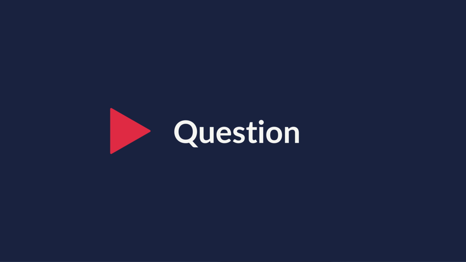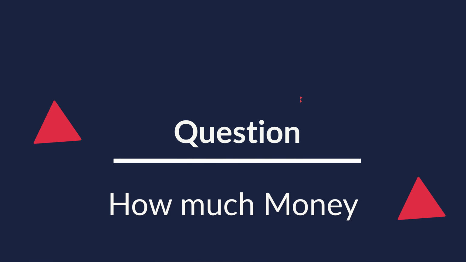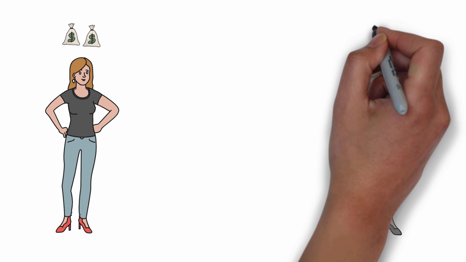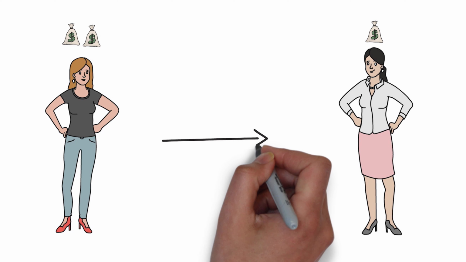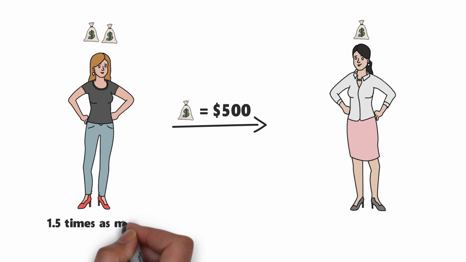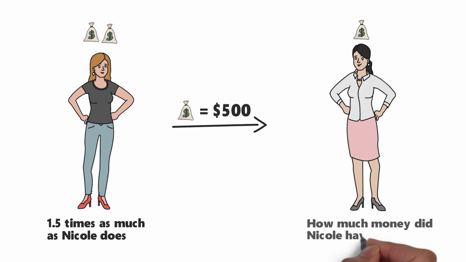Here's an interesting question which tests your understanding of money management as well as accounting. Sarah has twice as much money as Nicole does. After Sarah loans $500 to Nicole, she will have 1 times as much as Nicole does. How much money did Nicole have originally?